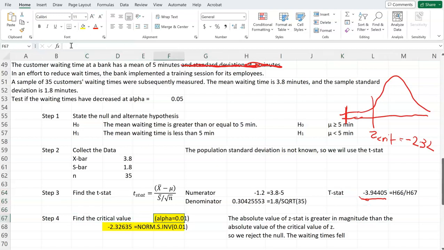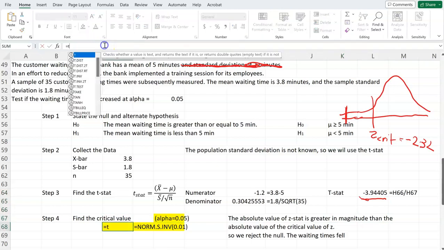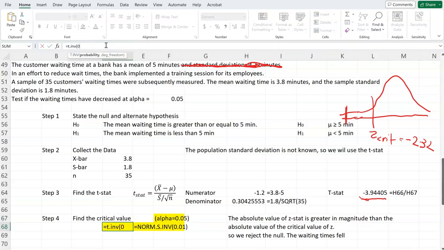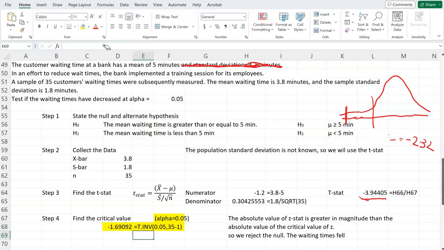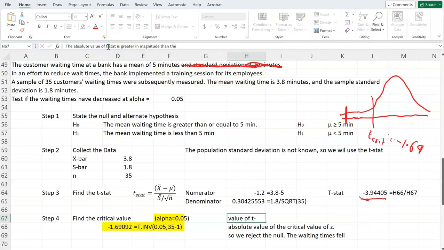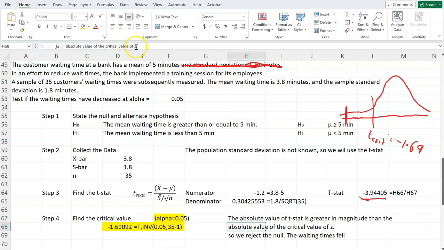Now to find the critical value at alpha equals 0.05, I would basically change this to t.inv. The probability is 0.05. The degrees of freedom is going to be 35 minus 1. And so I get a value of negative 1.69. And so now my t critical value will be negative 1.69. So again, I would say that instead of the z-stat, the absolute value of the t-stat is greater in magnitude than the critical value of t. So we reject the null and the waiting times fell.